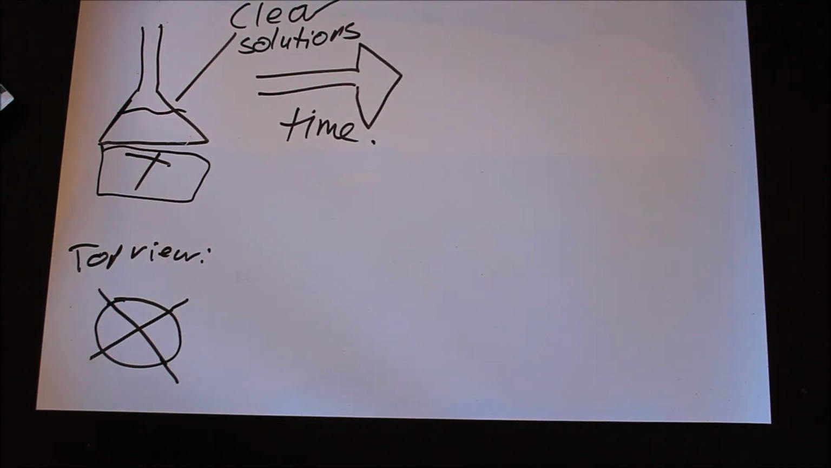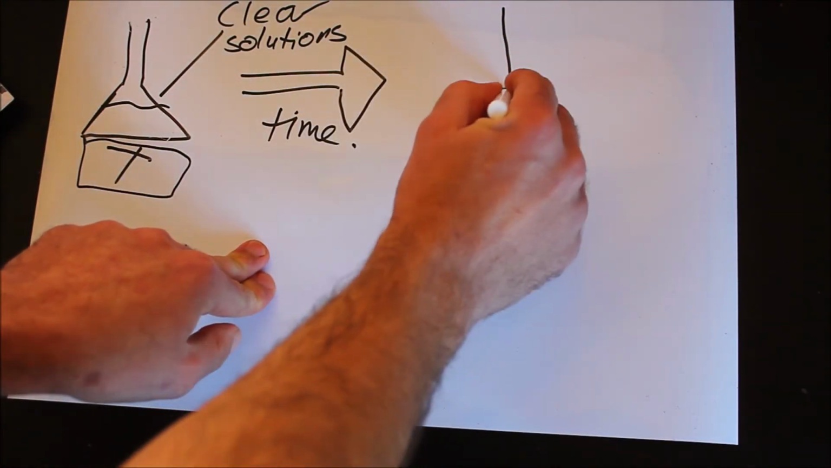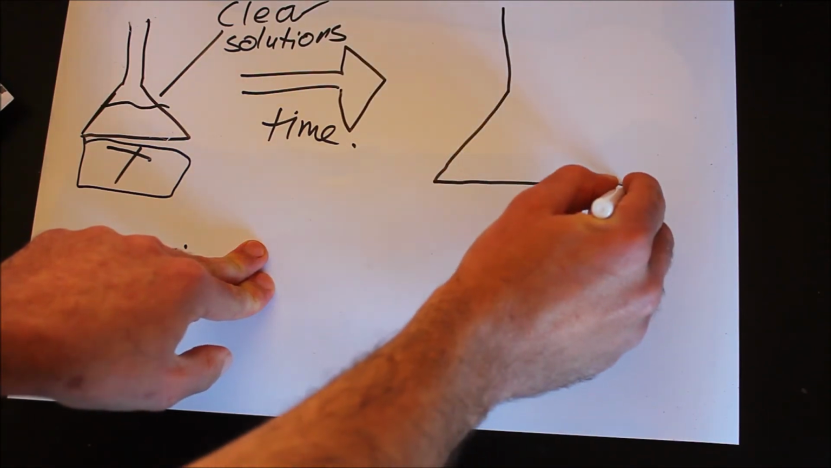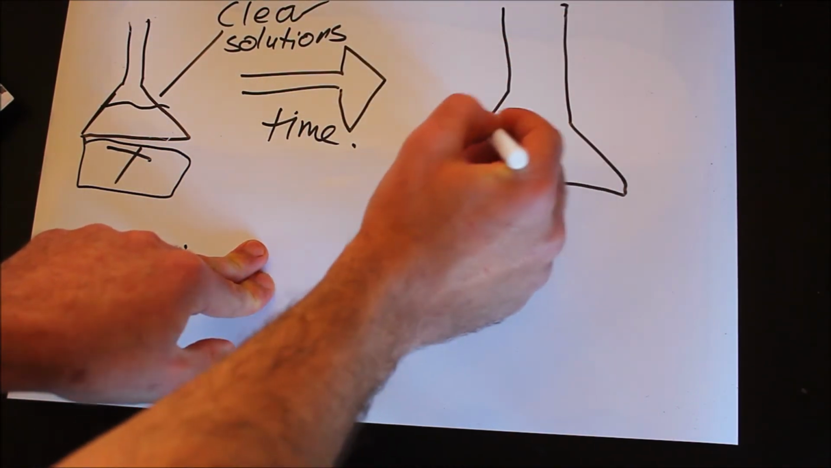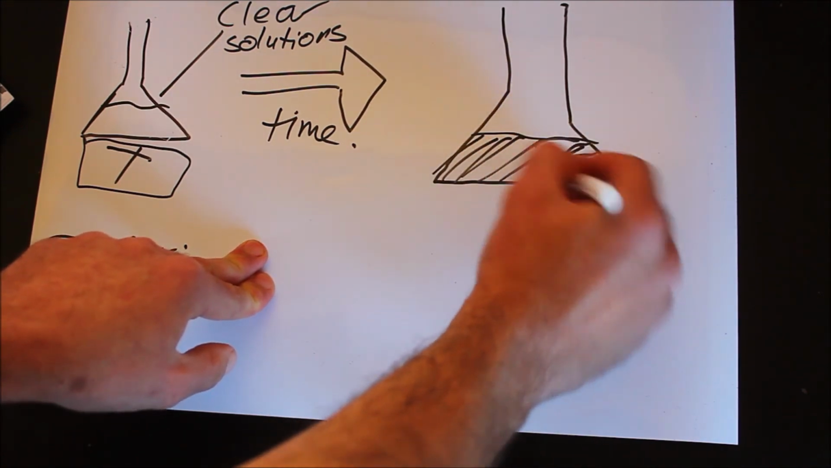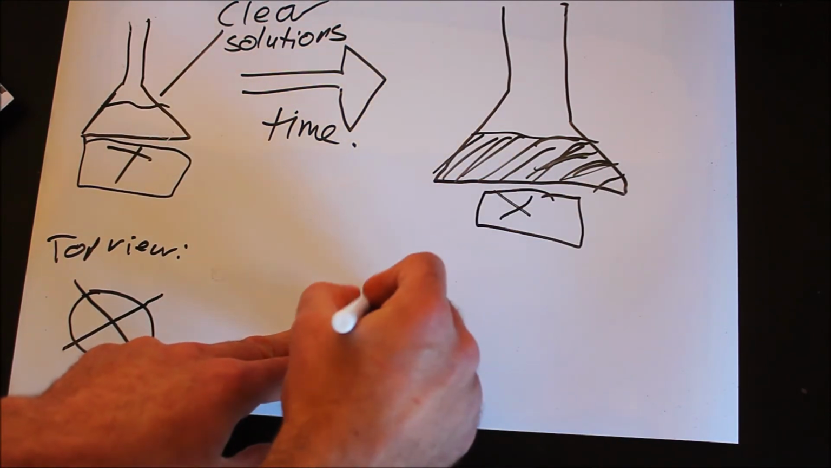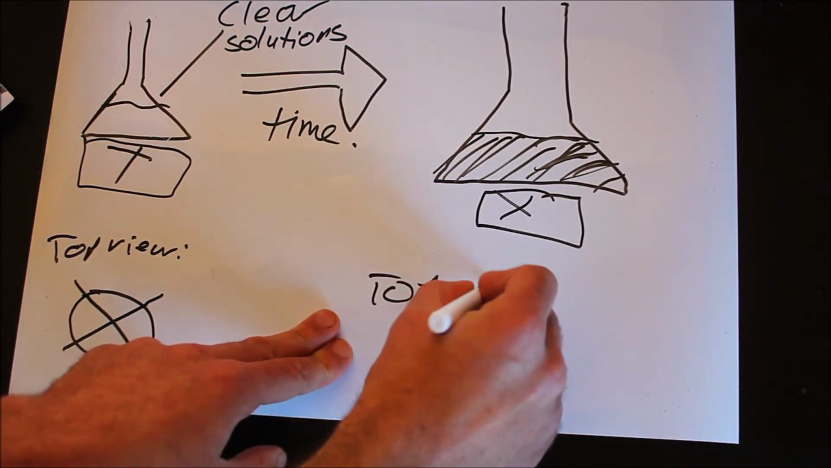So if we were to look down the top of the conical flask, down here, what we would see is this here. We would see a big cross in the bottom of our solution. Then we're going to time it. And what we're looking for is for the solution to go gradually cloudier and cloudier and cloudier. And eventually what we will see is that the solution goes completely cloudy, and when we look down our top view at the cross, we can't see the cross anymore.